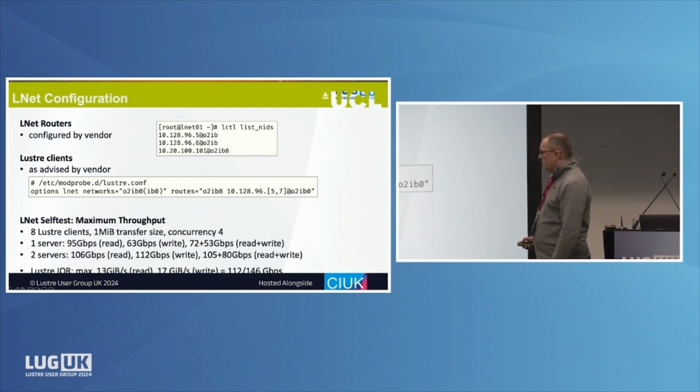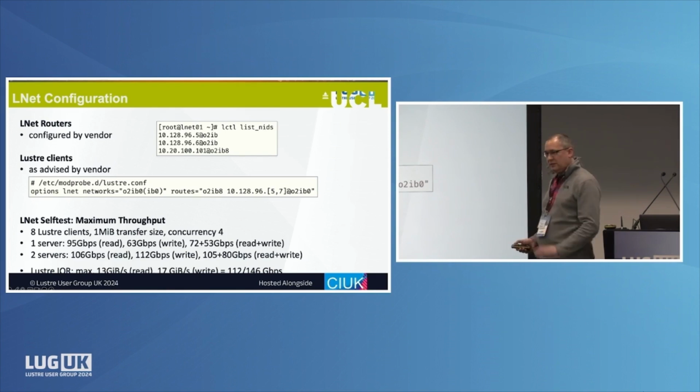I did run a bit of an LNet self-test to get an idea of the throughput. Using 8 Lustre clients with a 1 megabyte transfer size, the numbers maxed out at a concurrency level of 4. With a single server, I got to quite a bit shy of 100 gig all around, especially on the write side. With 2 servers in the mix, the write performance almost doubled, but the read performance already reached the ceiling of what I could achieve.